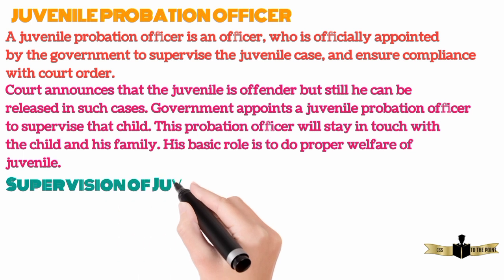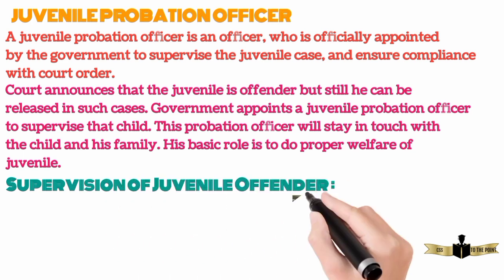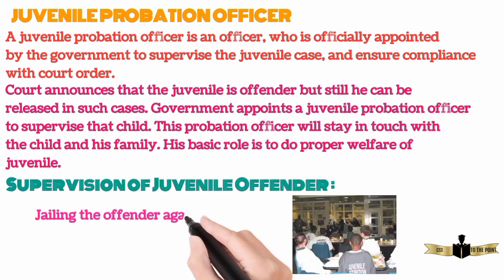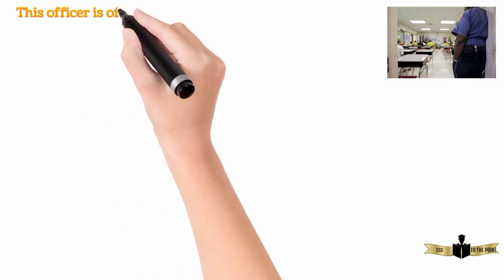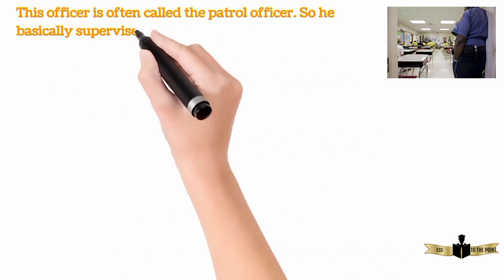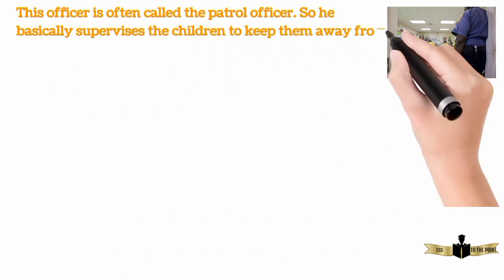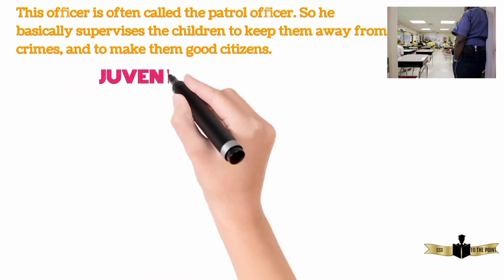How is supervision of a juvenile offender conducted? Jailing the offender again if he commits a crime, and meeting the family members of the juvenile. This officer is often called the patrol officer. So he basically supervises the children to keep them away from crimes and to make them good citizens.